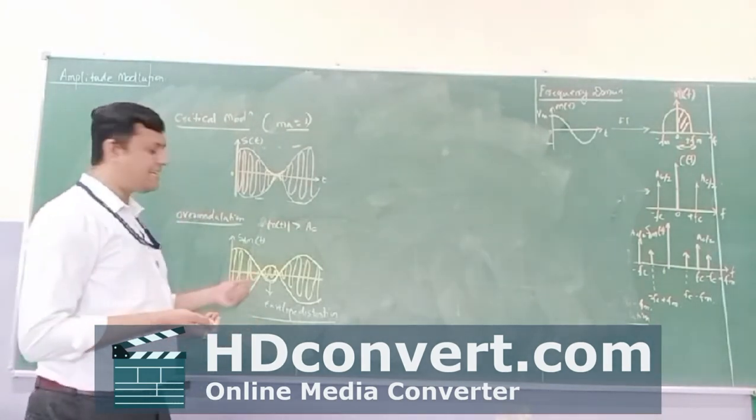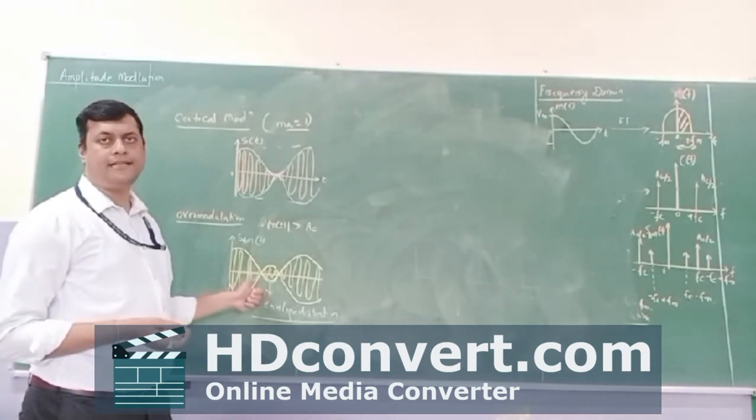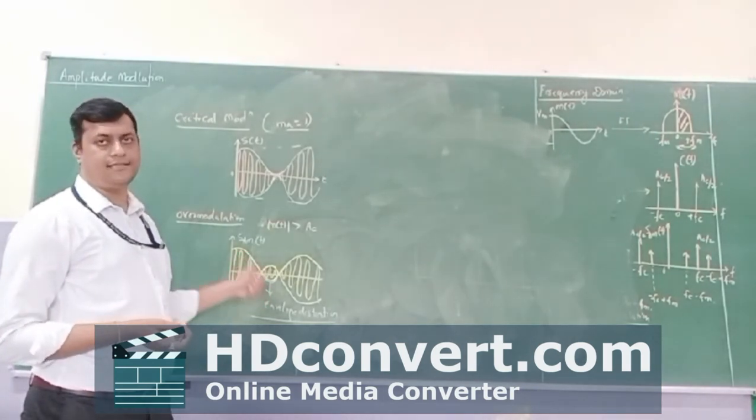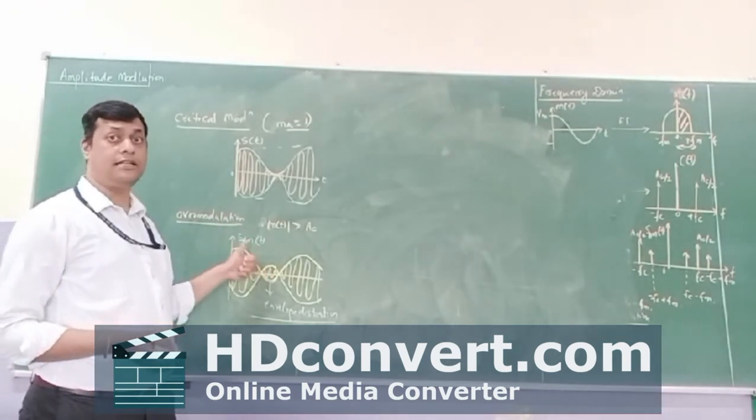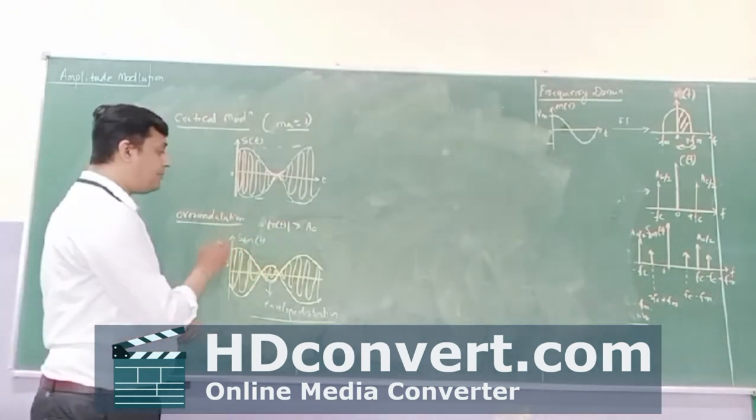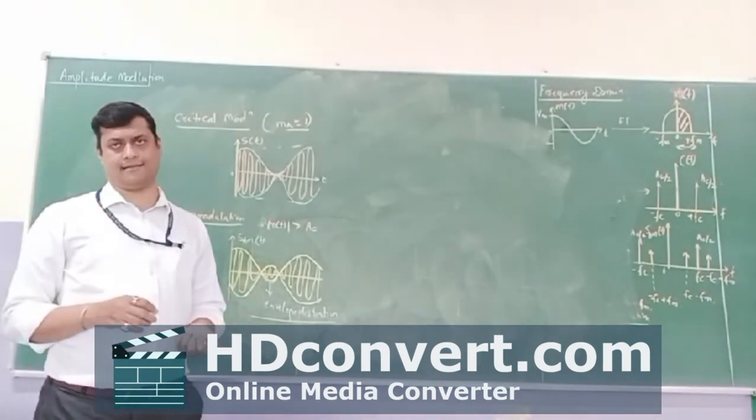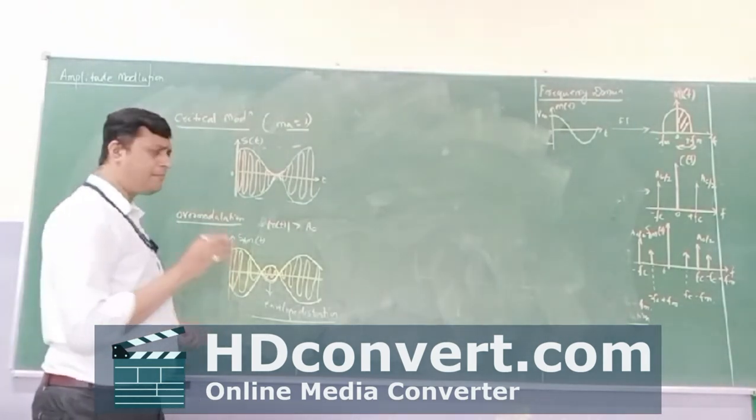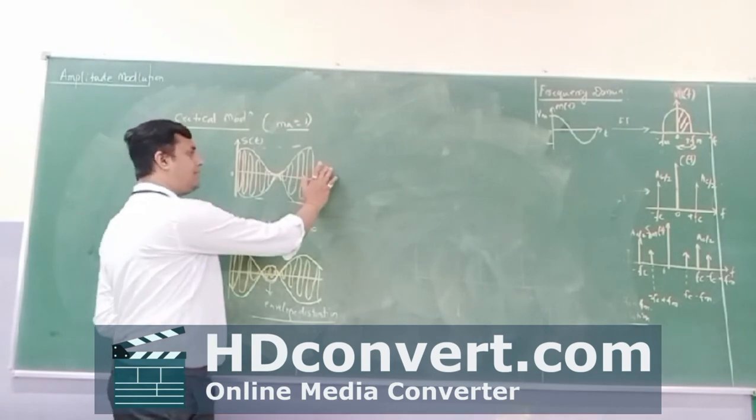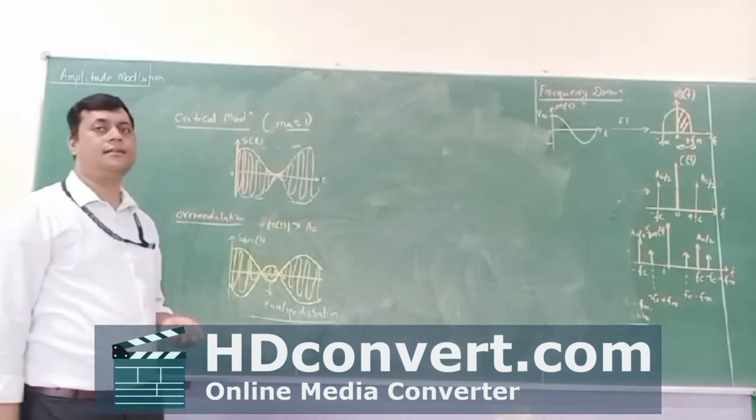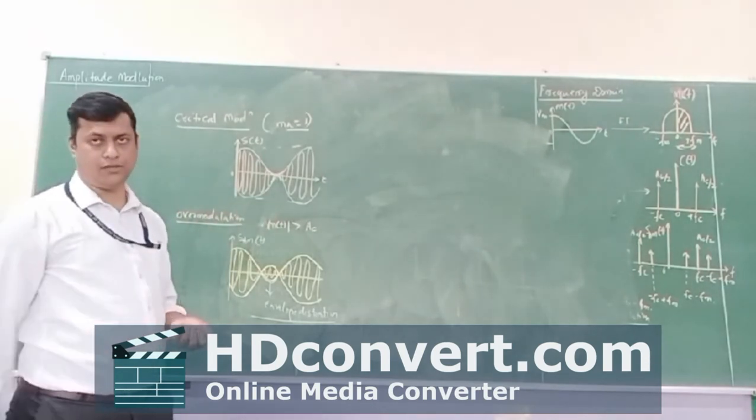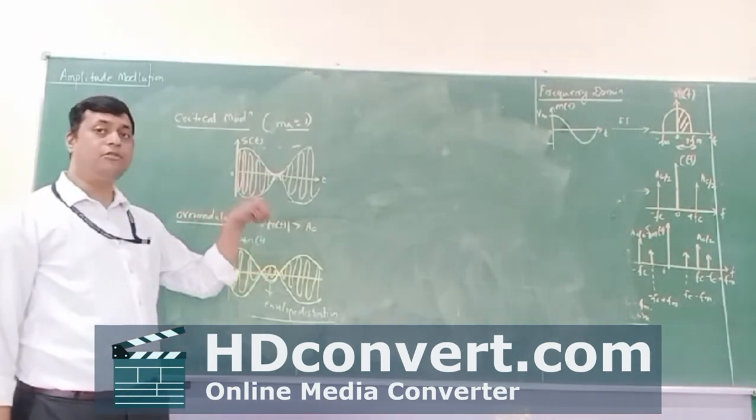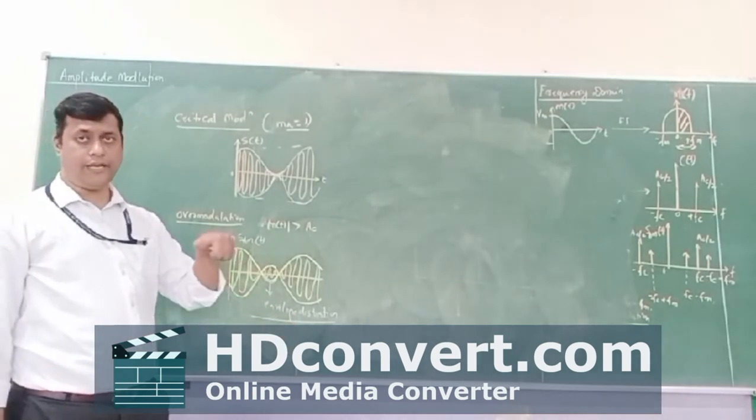So for practical cases, we avoid this particular modulation scheme, because in this case your modulating signal amplitude is greater than the amplitude of your carrier signal. For practical cases, critical modulation and under-modulation, which we have seen in our frequency spectrum, are what we are going to use. Over-modulation will contribute noise to your information.